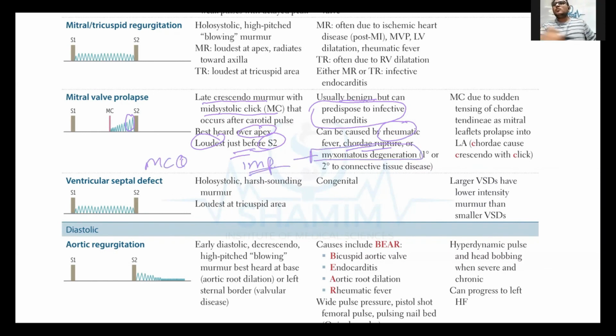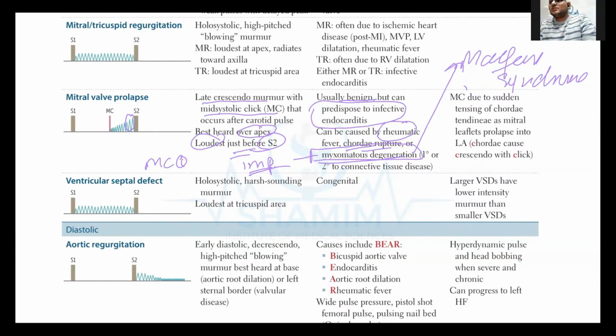Important. What is myxomatous degeneration? It is in the Marfan syndrome. What is Marfan syndrome? We discuss it in biochemistry. So what will be in the Marfan? Myxomatous degeneration. Okay. So there is degeneration of the structure in the valve.